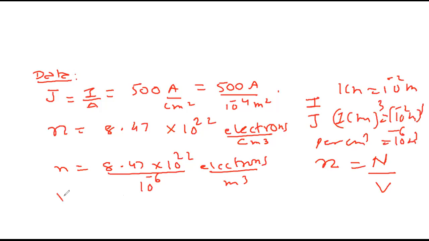Calculate drift velocity, means v_d. Charge of electron is 1.6 into 10 raised to minus 19 coulomb. Are you remembering the formula of drift velocity, or current in terms of drift velocity?